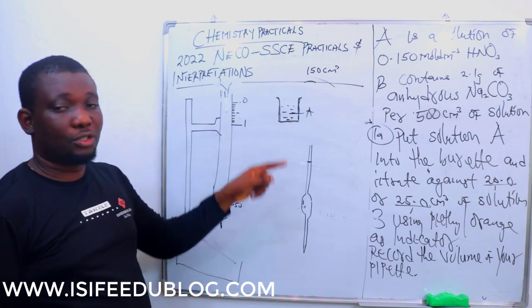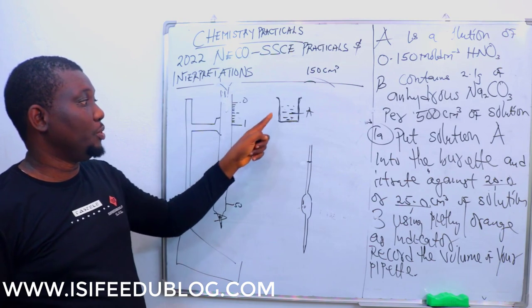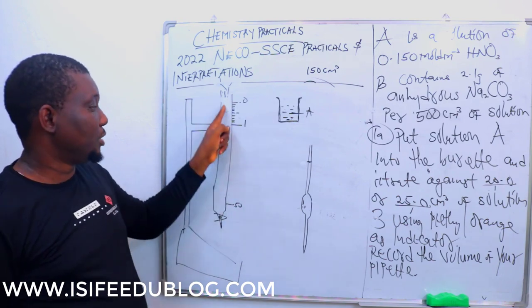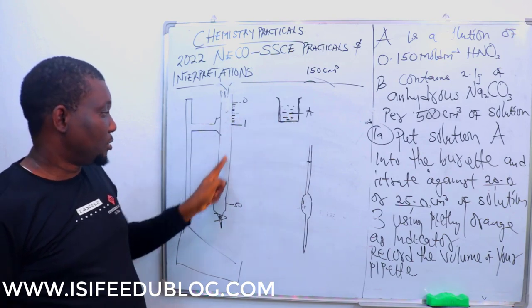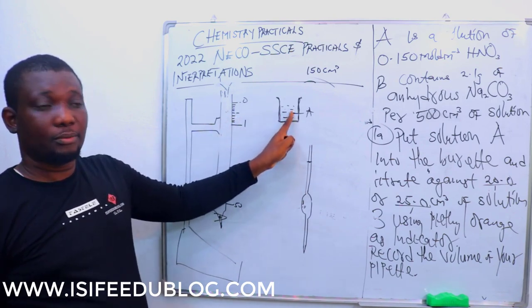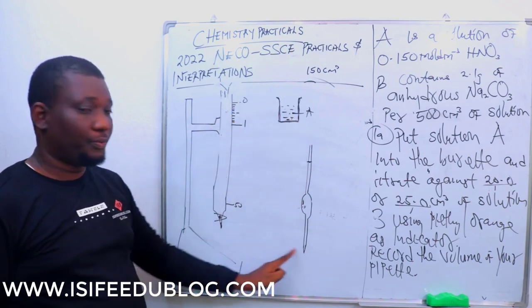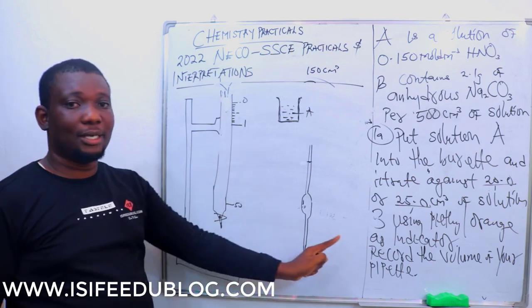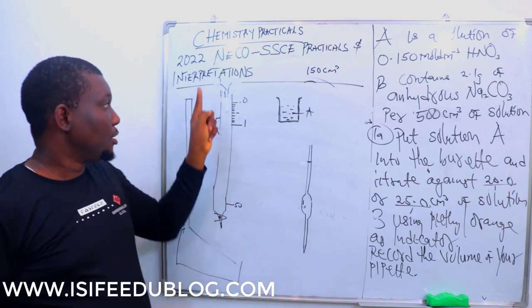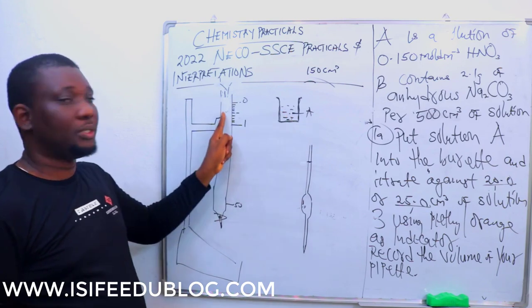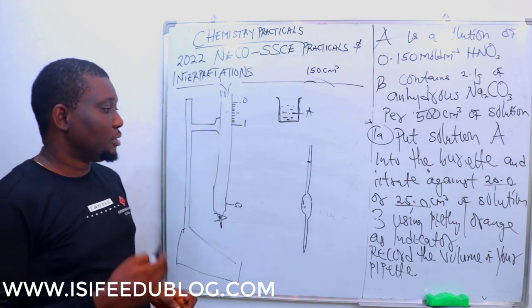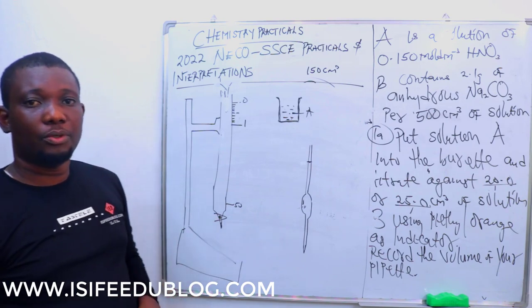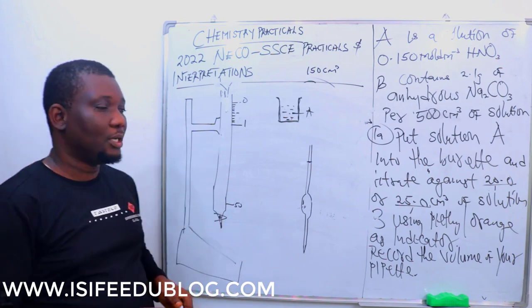So before this titration, there will be a cleansing. You're going to wash this burette with solution A. You run it off. Make sure there are no bubbles. Once that happens, fill the acid into the burette. And when you do that, make sure your table of readings is available.